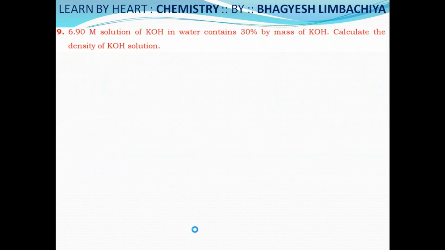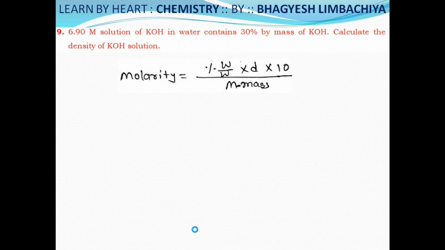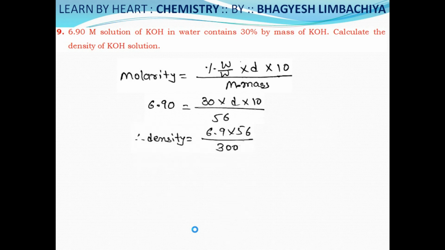This is our answer. Next, a 6.90 molar solution of KOH in water contains 30% by mass of KOH. So what will be the density of the solution? Molarity and 30% W/W are given to you, so we can use the formula relating molarity and percentage W/W: molarity equals percentage W/W into D into 10 by molar mass. So 6.90 equals 30 into D into 10 by 56. So density will be 1.288 gram per centimeter cube, and it is our answer.